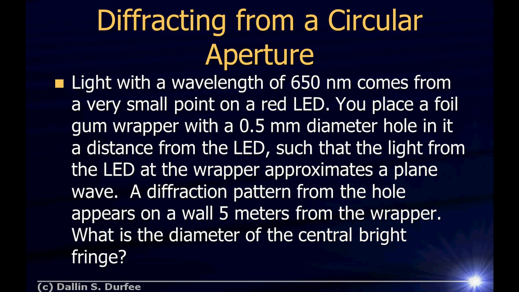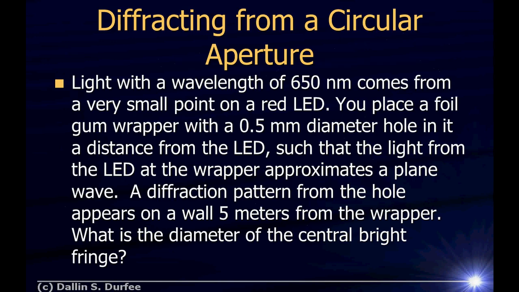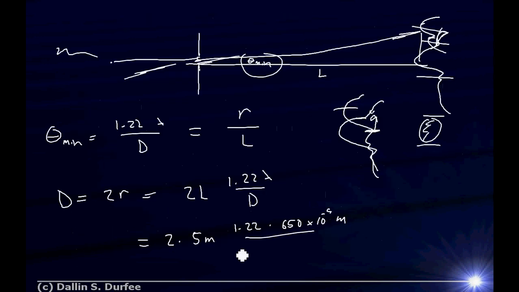We said that L is 5 meters. The gum wrapper has a hole which is 0.5 millimeters, so this is 2 times 5 meters times 1.22, and the wavelength of my light was 650 times 10 to the minus 9 meters, and the diameter of the hole I said was 0.5 millimeter, right? So 0.5 times 10 to the minus 3 meters.